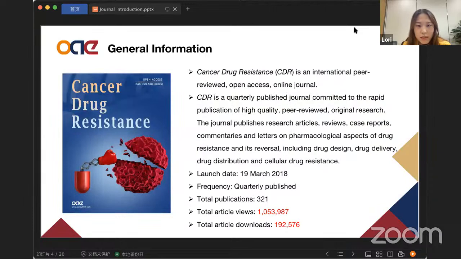Cancer Drug Resistance is an international peer-reviewed open access online journal. Our journal publishes research articles, reviews, case reports, commentary, and letters on pharmacology aspects of drug resistance and its reversal, including drug design, drug delivery, drug distribution, and ciliary drug resistance. The total publication is 321. Now, this is some data you can see here.